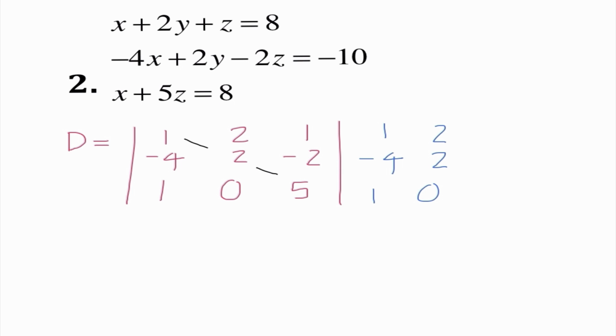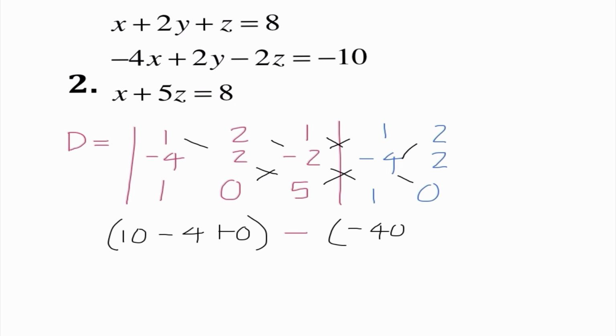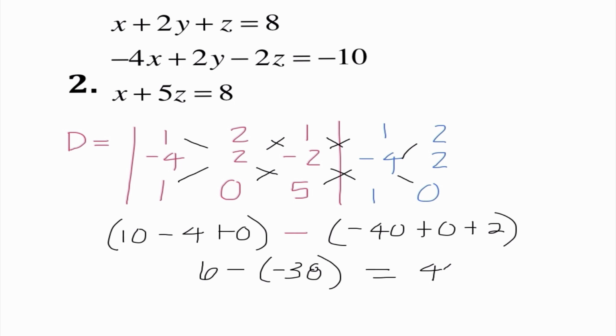1 times 2 times 5 gives me 10. 2 times negative 2 times 1 is negative 4. 1 times negative 4 times 0 is 0. Now Mr. Determinfish says subtract, baby. 2 times negative 4 times 5 is negative 40. 1 times negative 2 times 0 is 0. 1 times 2 times 1 is 2. So I have 6 minus negative 38, which is 44. Okay, so that is our D value.